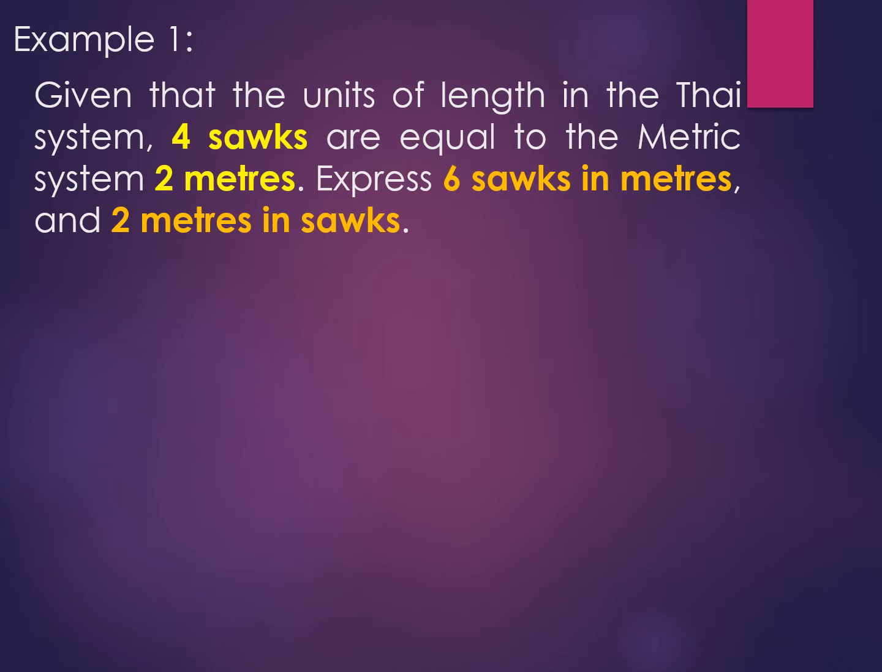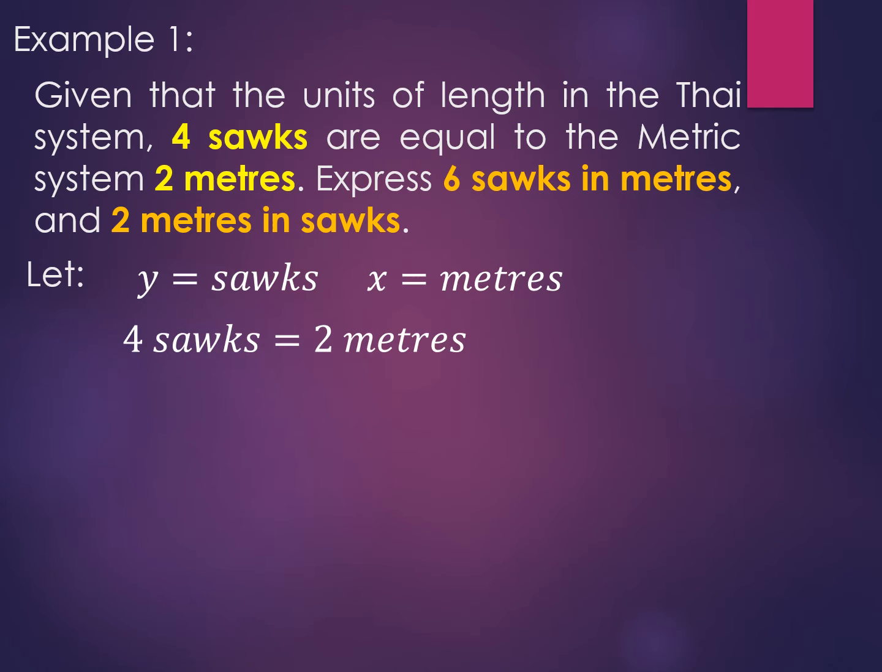So let us have example number 1. Given that the units of length in the tie system, 4 sawks, are equal to the metric system 2 meters, express 6 sawks in meters and 2 meters in sawks. Let x be equal to your meters and let y be equal to your sawks. We all know that 4 sawks equals 2 meters. From here, in our equation, y equals 2x.